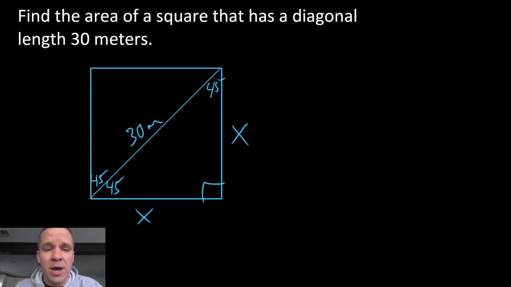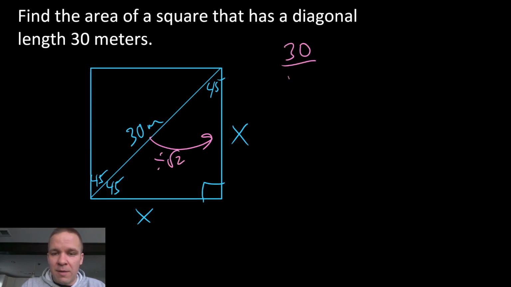They're all going to be the same, right? Well, how do I get from the hypotenuse of a 45, 45, 90 triangle to the leg? Well, I would divide by the square root of 2. So let's do that. 30 divided by the square root of 2.